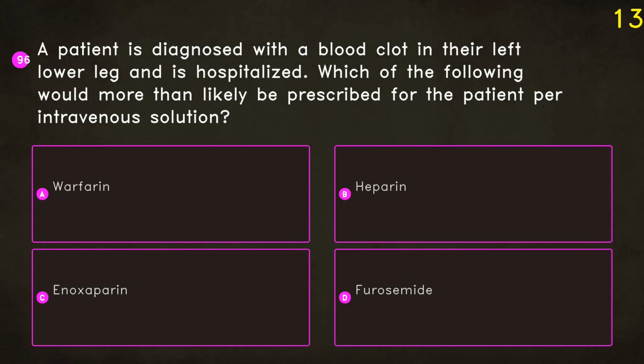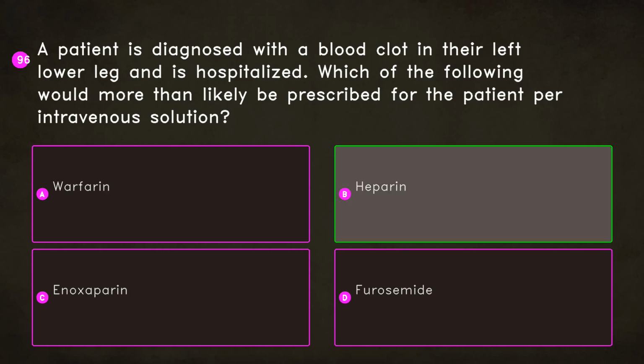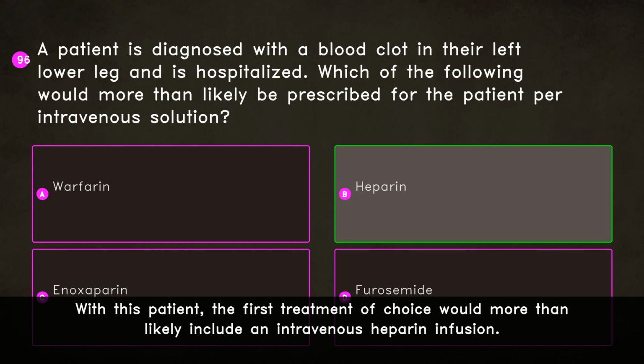Question 96. A patient is diagnosed with a blood clot in their left lower leg and is hospitalized. Which of the following would more than likely be prescribed for the patient per intravenous solution? A. Warfarin. B. Heparin. C. Enoxaparin. D. Furosemide. The correct answer is heparin. With this patient, the first treatment of choice would more than likely include an intravenous heparin infusion.